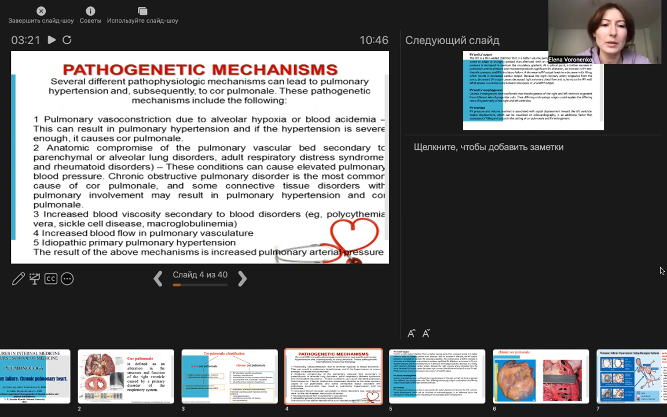Increased blood viscosity secondary to blood disorders. Increased blood flow in pulmonary vasculature. Idiopathic primary pulmonary hypertension. The result of the above mechanisms is increased pulmonary arterial pressure.